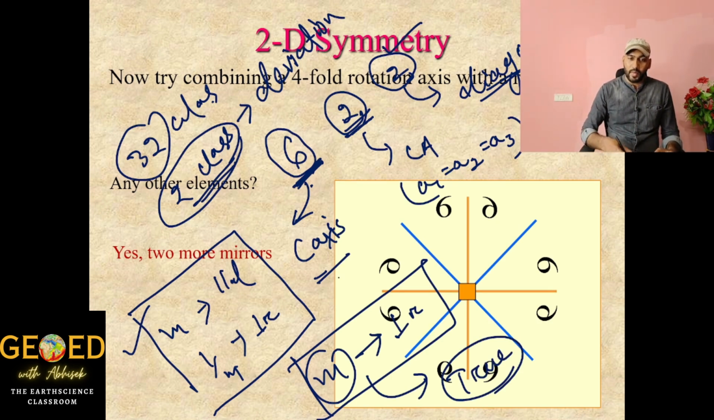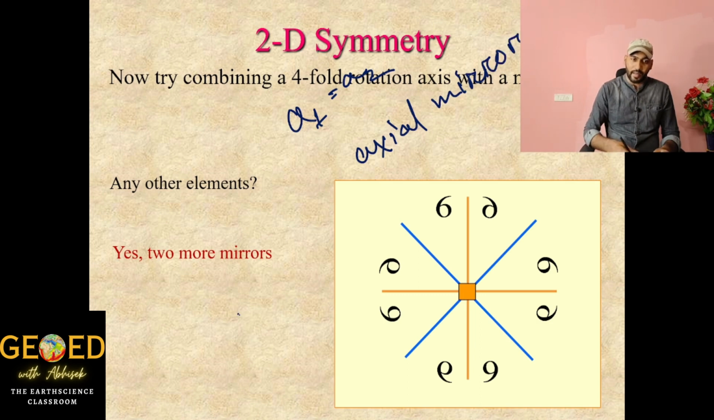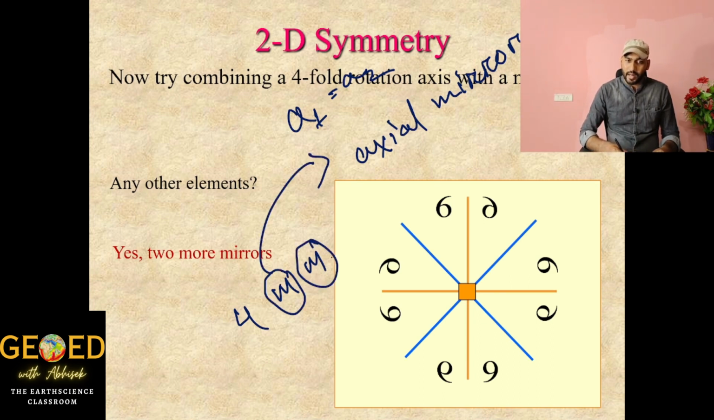Okay, you remember this fact? So now if I am telling axial mirror, like I told just now, A1 equal to A2. So axial mirror means the class symbol I have taken, 4mm. That is the symbol I have taken. The second m is axial mirror and the third m is diagonal mirror.